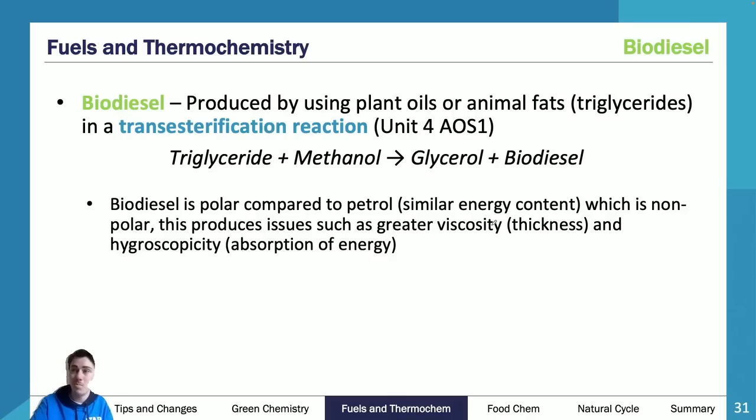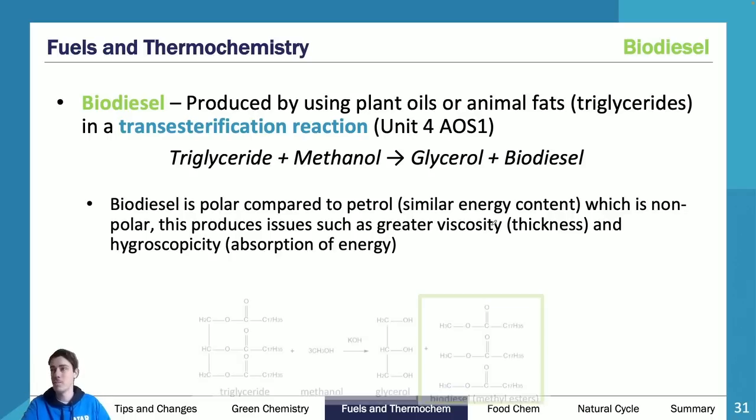And biodiesel is more hygroscopic and more viscous, which means it's thicker, which means it doesn't flow as well. So when you get really cold, it doesn't flow at all. It's not useful compared to your petrodiesel or petrol.